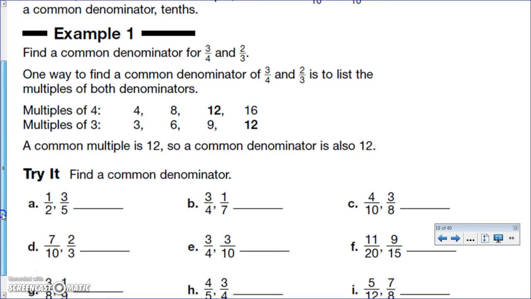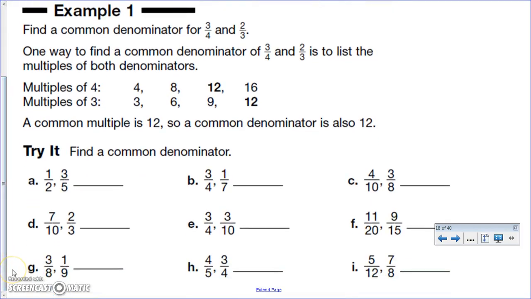So for the try it, we need to find a common denominator for each one of these numbers. So for A, we have 1/2 and 3/5. So we're going to write out each of those numbers so we get our common denominator. And we can see right there that the first common denominator we're going to get is 10.